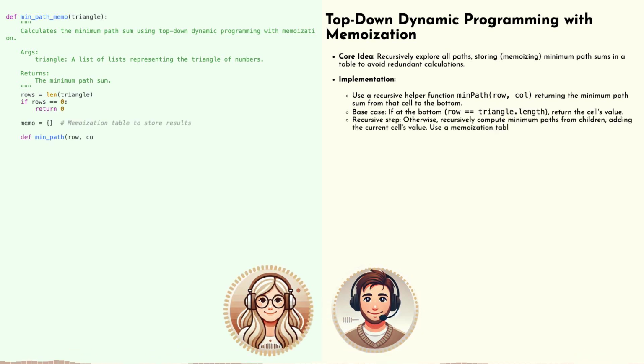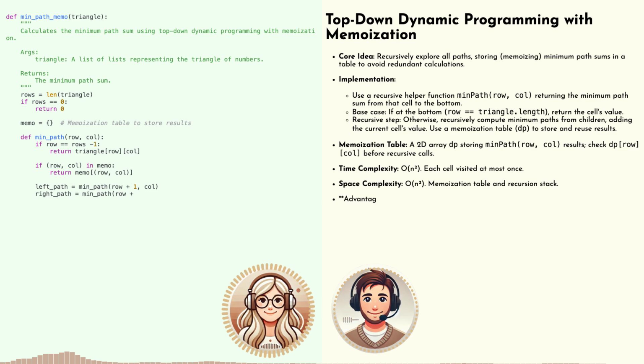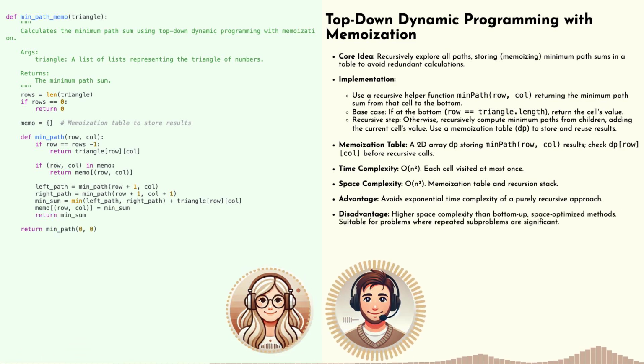All right, so are you ready to explore a different way to tackle this triangle problem? Yeah, definitely. I'm always up for learning new techniques, especially when it comes to dynamic programming. Okay, well, this time we're going to look at what's called the top-down approach, and it uses something called memoization. Okay, I've heard of memoization, but refresh my memory. How's that different from what we did before with the bottom-up approach?